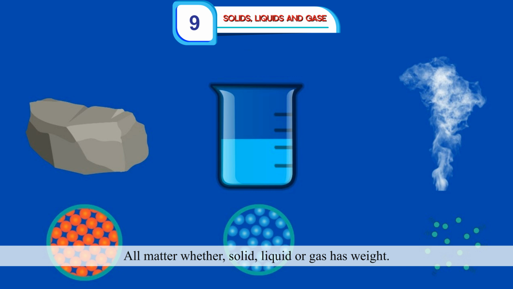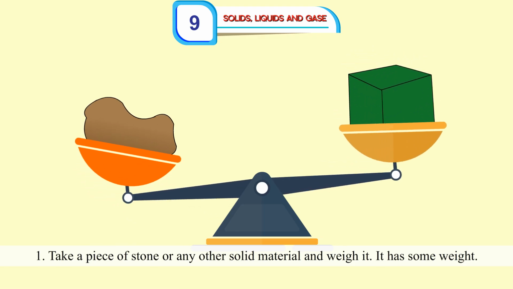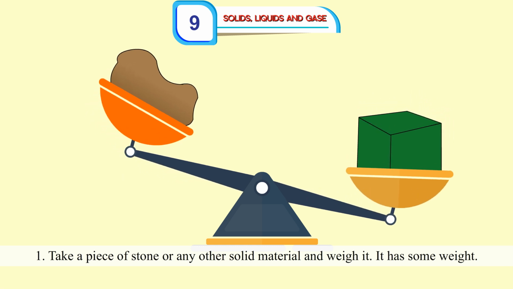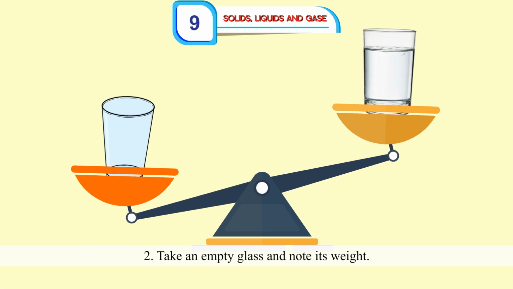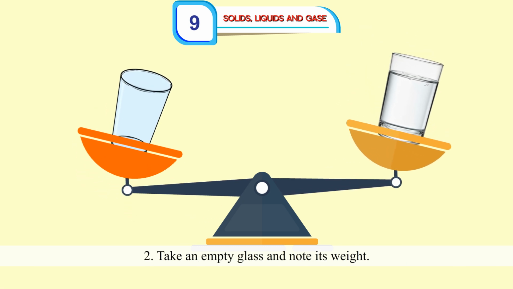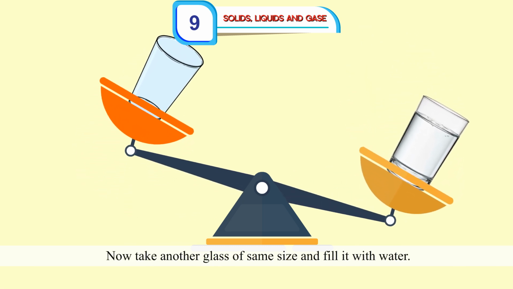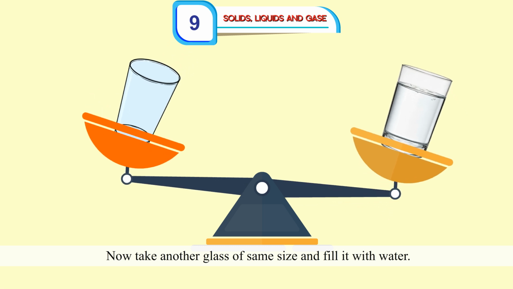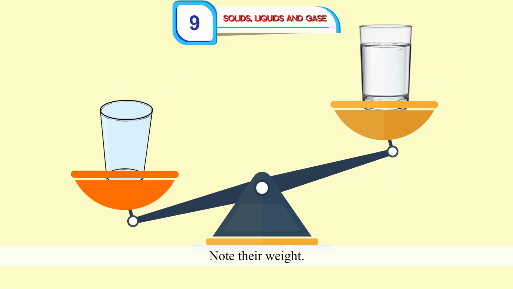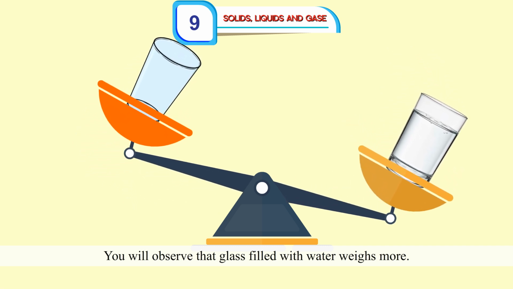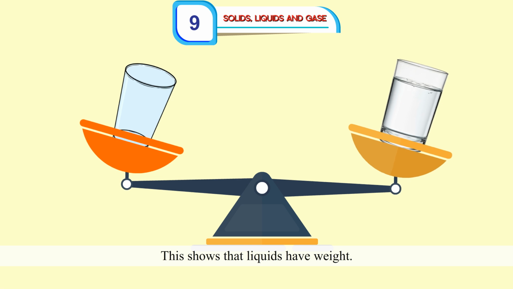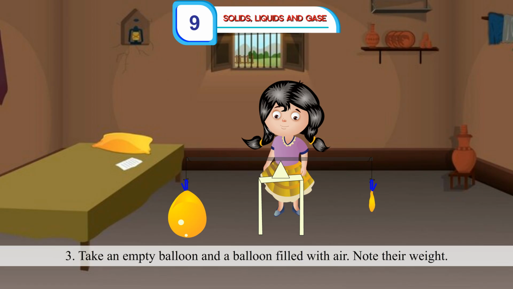Matter has weight. All matter, whether solid, liquid or gas, has weight. 1. Take a piece of stone or any other solid material and weigh it. It has some weight. 2. Take an empty glass and note its weight. Now take another glass of the same size and fill it with water. Note their weight. You will observe that the glass filled with water weighs more. This shows that liquids have weight.